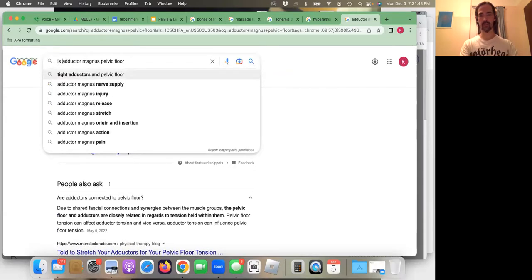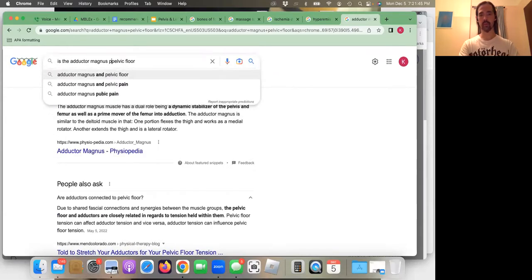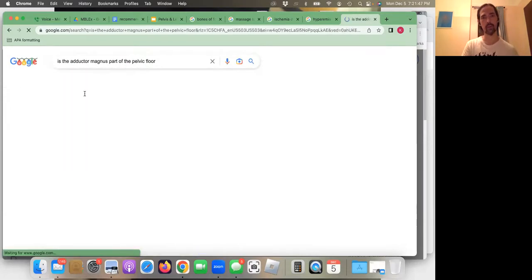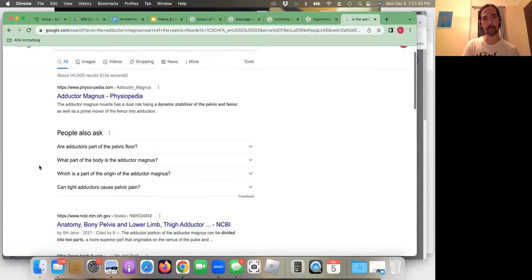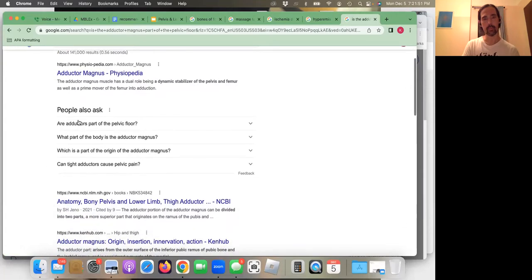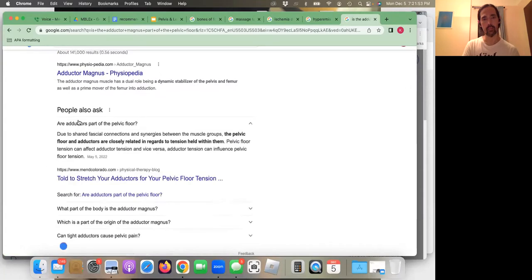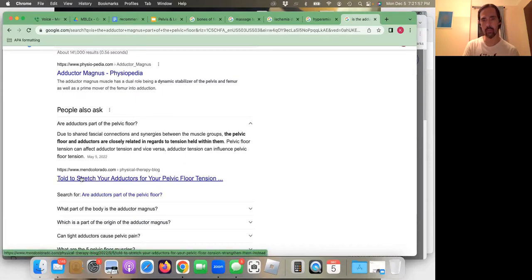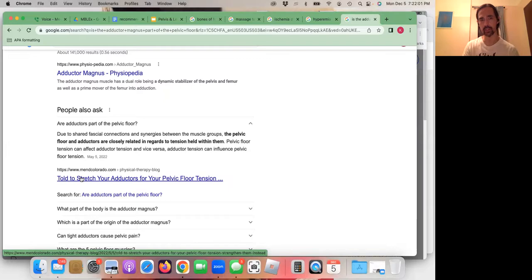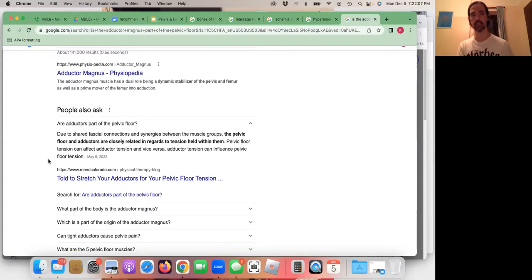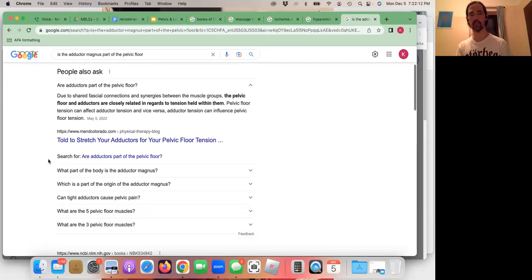Adductor magnus. Pelvic floor and adductors are closely related in regards to tension held within them. Pelvic floor tension can affect adductor tension and vice versa. Adductor tension can influence pelvic floor tension.